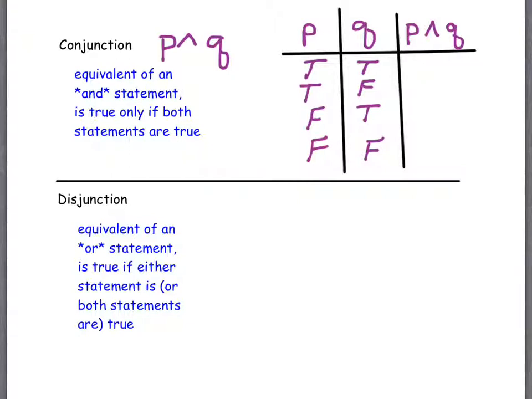So I'm the first example. So if I come into the classroom and I say, I teach math and I'm a mom, that statement about me would be a true statement because both of the individual statements are true.